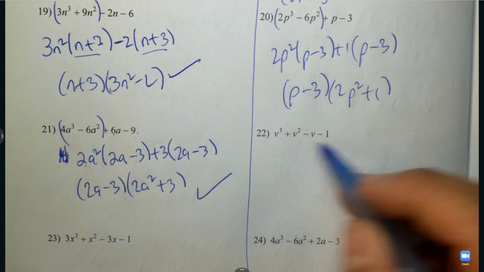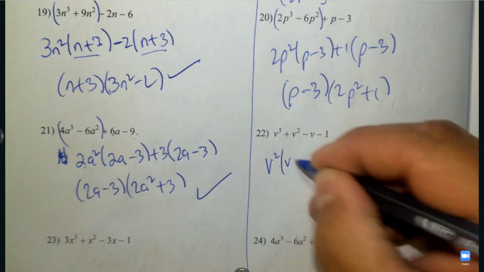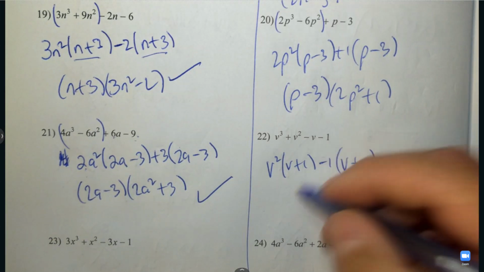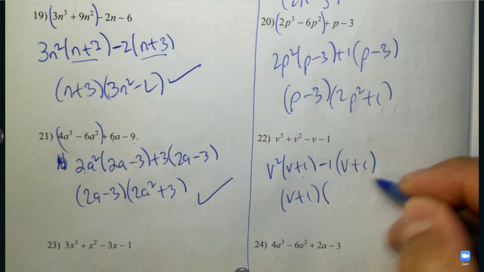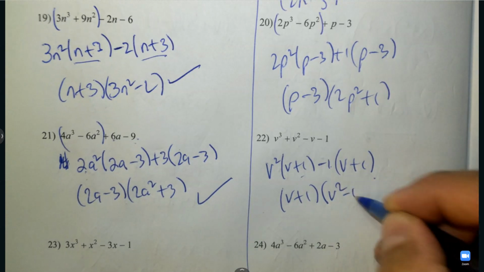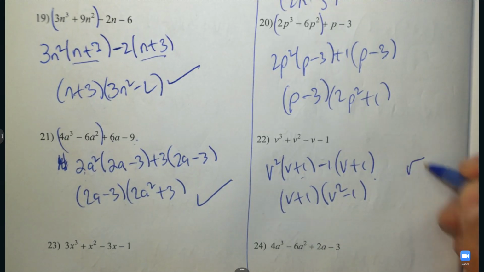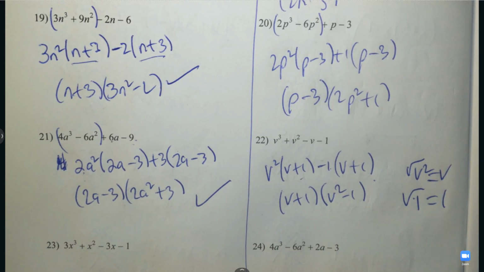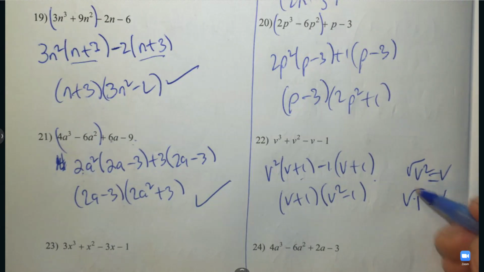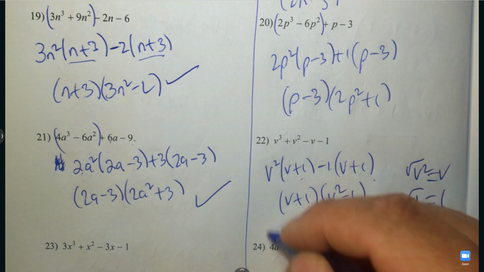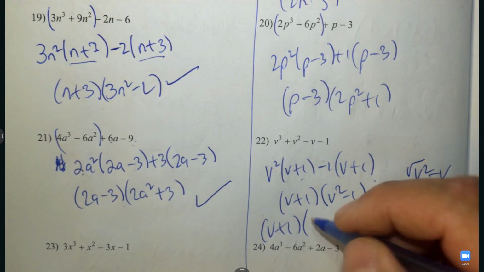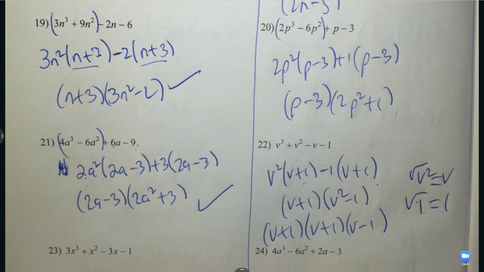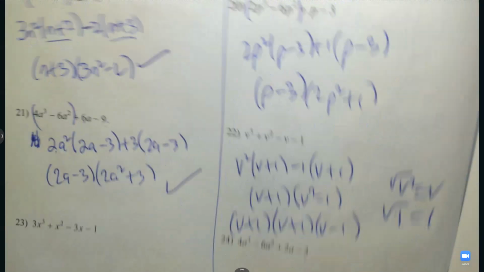All right, look at the next one. Factor. So we're going to factor out a v squared. Divide. Factor out a negative 1. Divide. So they share v plus 1. And then what's in front is v squared take away 1. That's a difference of squares. So it's not prime yet. So the square root of v squared is v. And the square root of 1 is 1. So we have v plus 1. And then we have v plus 1, v minus 1. The difference of squares. You could also write that as v plus 1 squared.